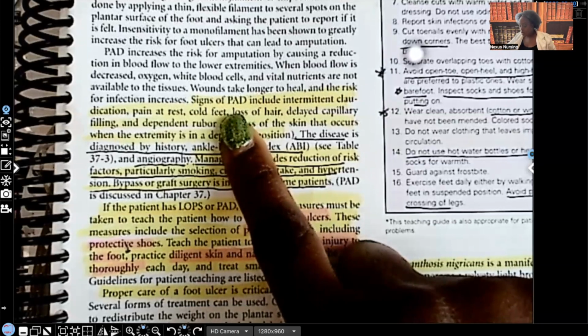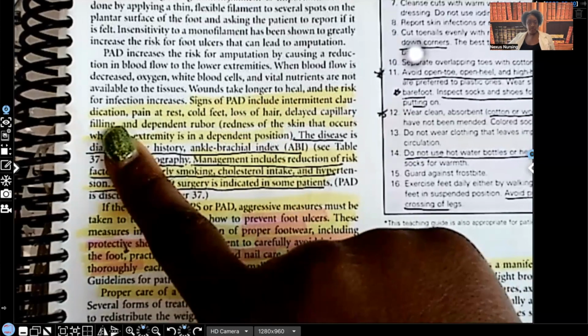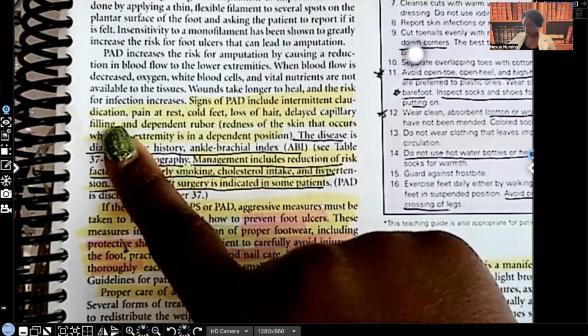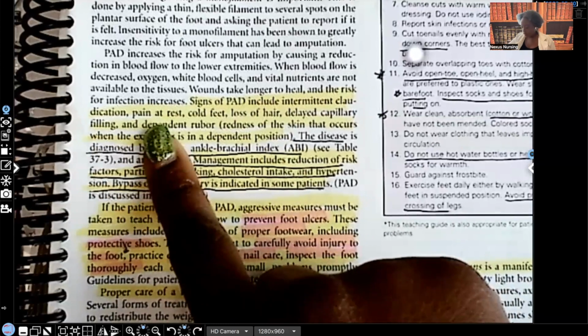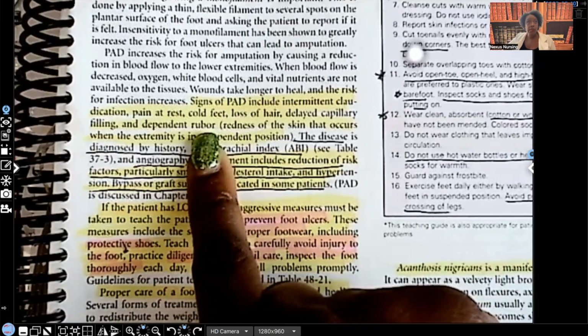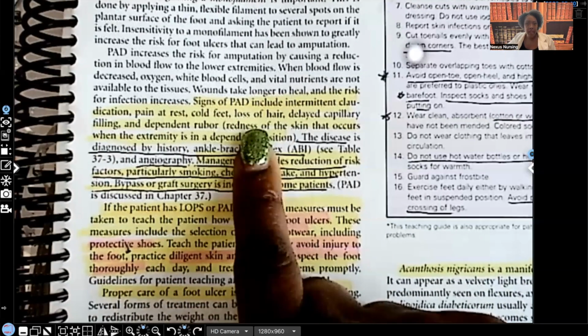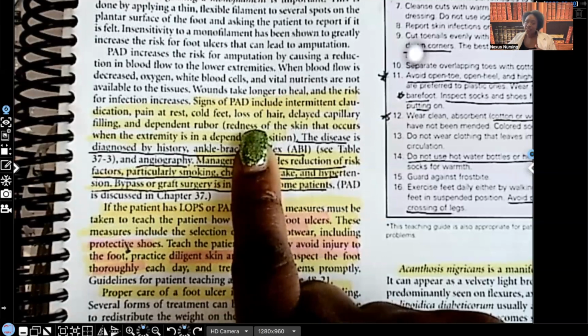Signs of peripheral artery disease include intermittent claudication, that pain they have when they're moving, pain at rest, and cold feet. Well, guess what makes your skin nice and warm? The blood. So when they're not getting blood flow to the lower extremity, instead of the skin feeling nice and warm, it's going to be cool. Loss of hair. Well, think about it.